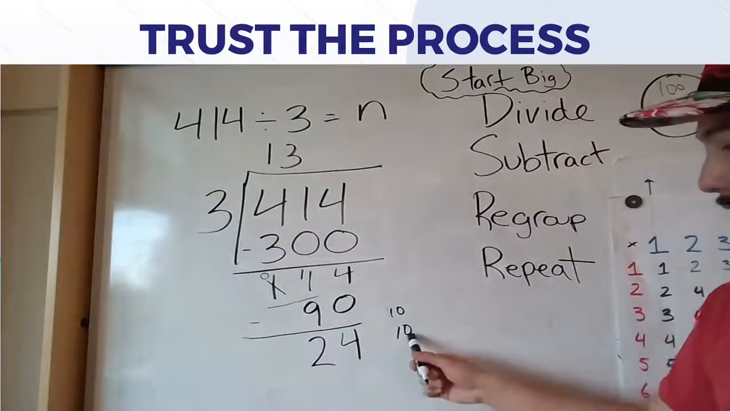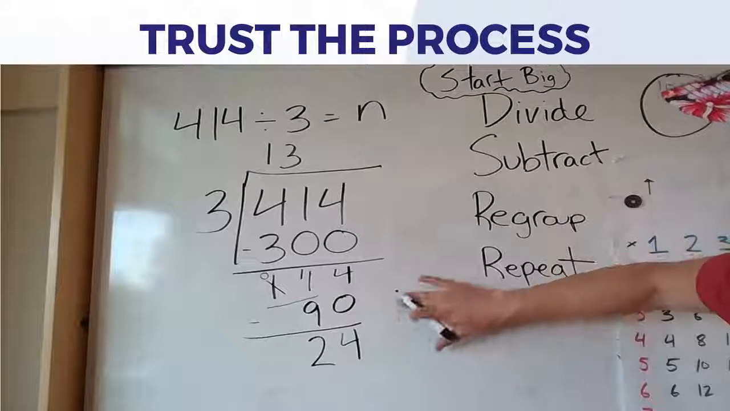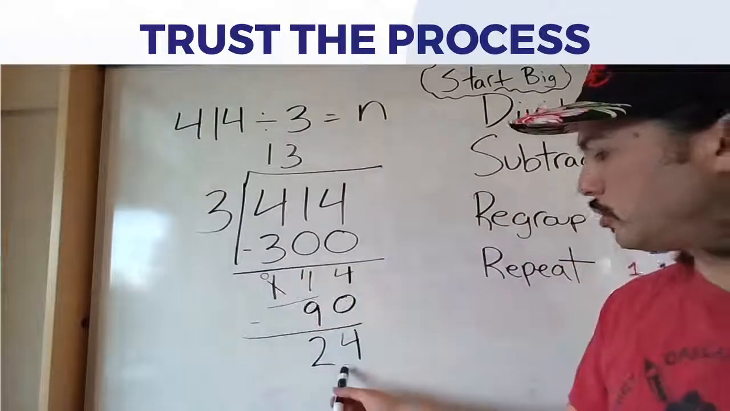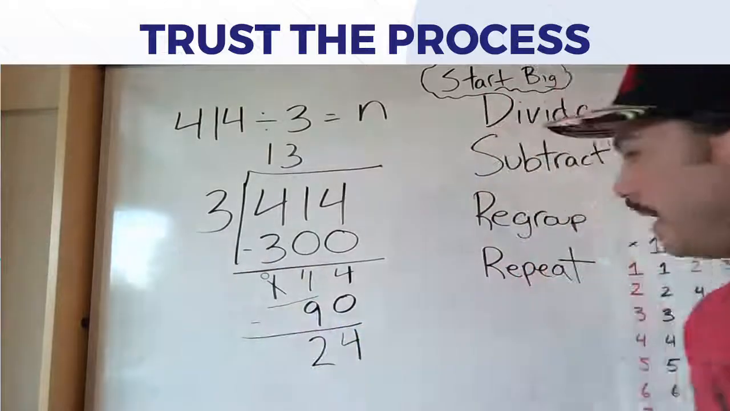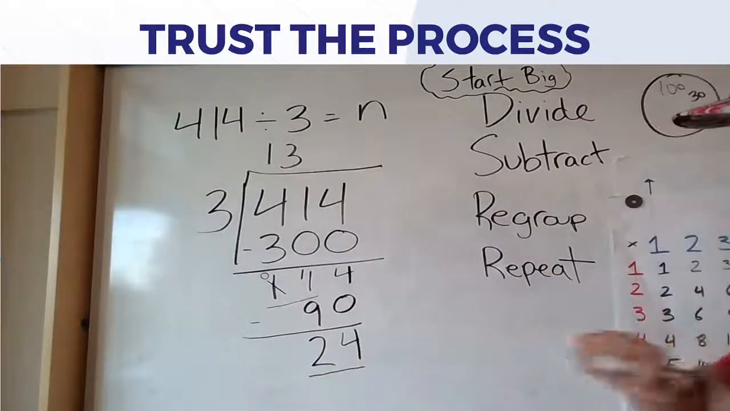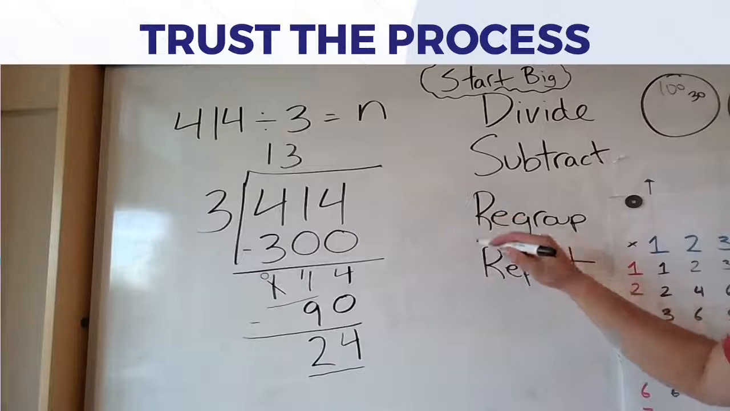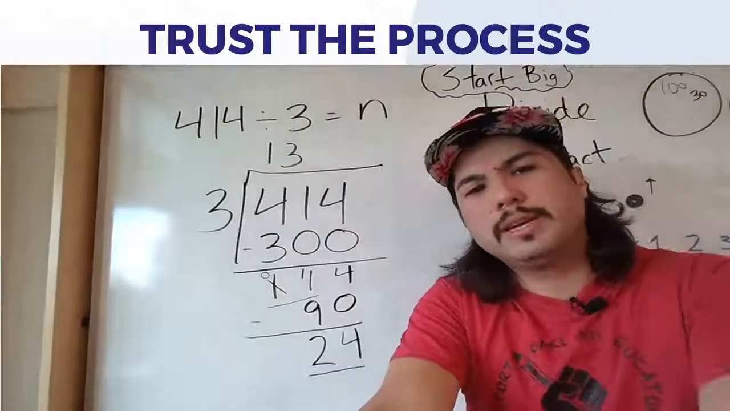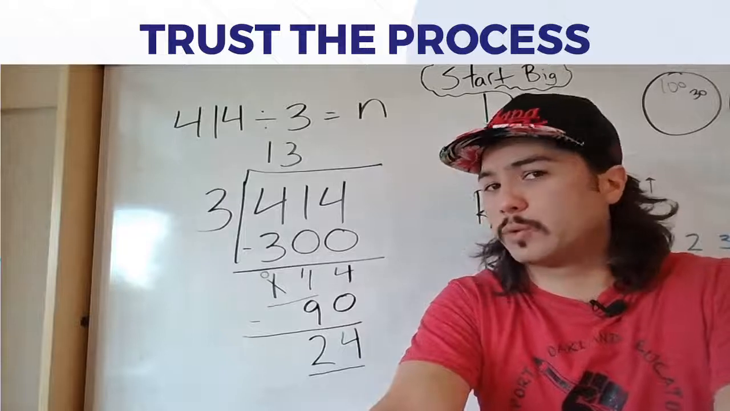So now we have 2 tens, there they are, plus the 4 ones that we haven't dealt with yet. And now we're doing 24 divided by 3. We just regrouped our 2 tens into 24 ones. And now we're dividing again, 24 divided by 3. Or 3 times what is 24?